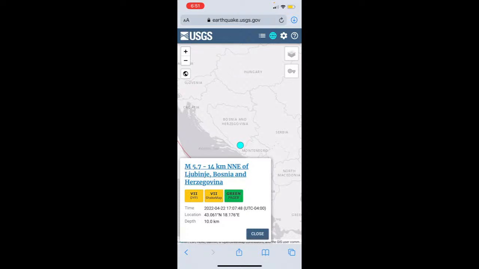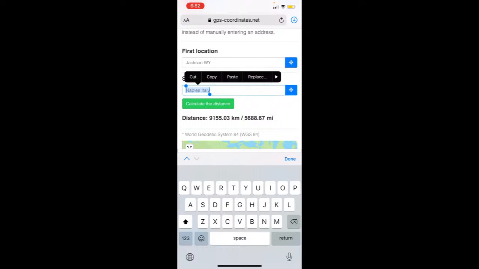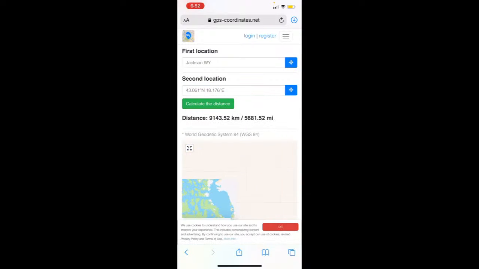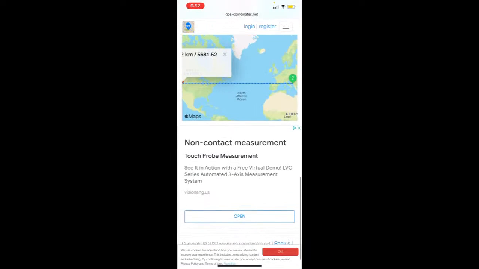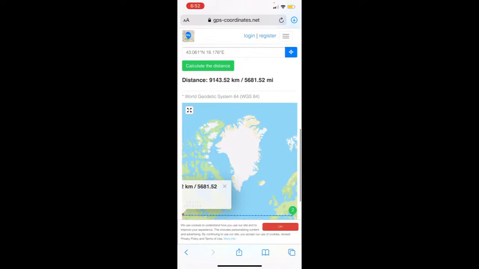So, 1707-48, near Ljubinje. Put in those coordinates. Copy. Okay, now let's paste it. Paste. Calculate the distance. So 5,681 miles. It took a little under 30 minutes.